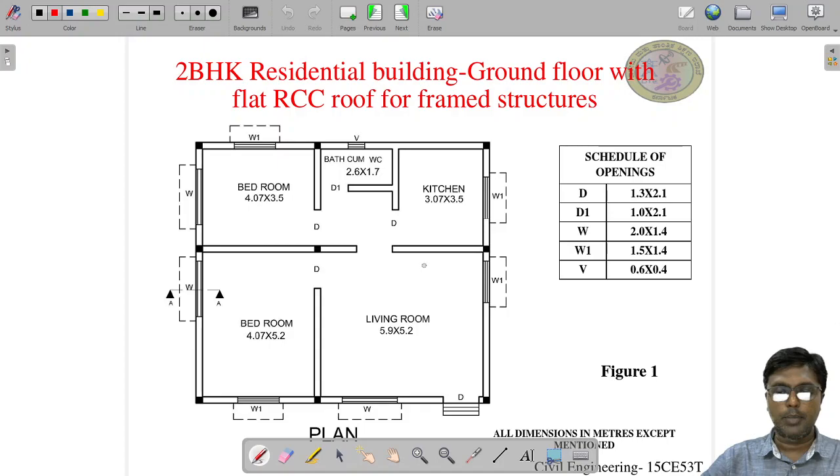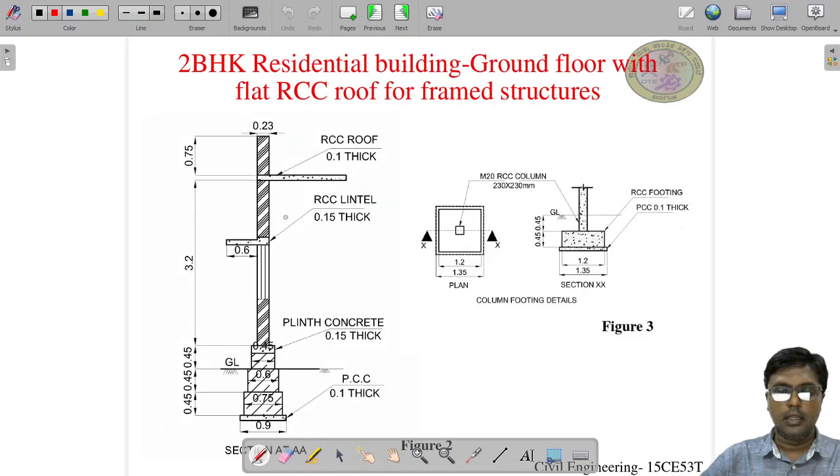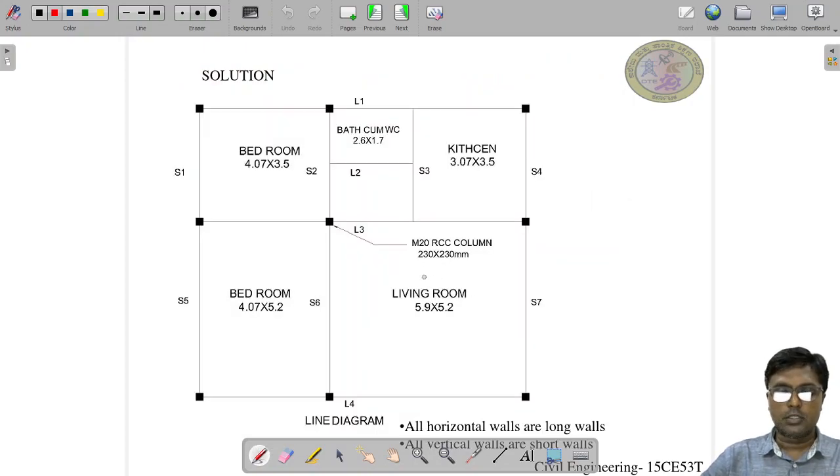This is the same plan which we had discussed in session 25. The section is taken along AA. We have discussed the entire details of this section in the previous session 25. Also we had discussed the details of column footing. So first, we have to prepare a line diagram.